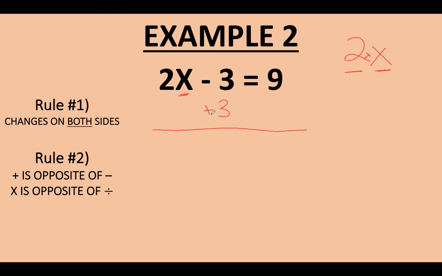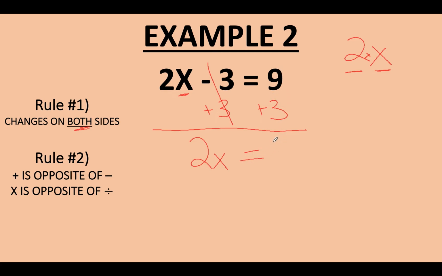Now remember, rule number 1: changes to both sides. So if we're going to add a 3 to the left, we have to add a 3 to the right. Let's start with the left side first. Negative 3 and positive 3 cancel each other out, so we're left with 2x. Don't forget to bring down that equal sign.